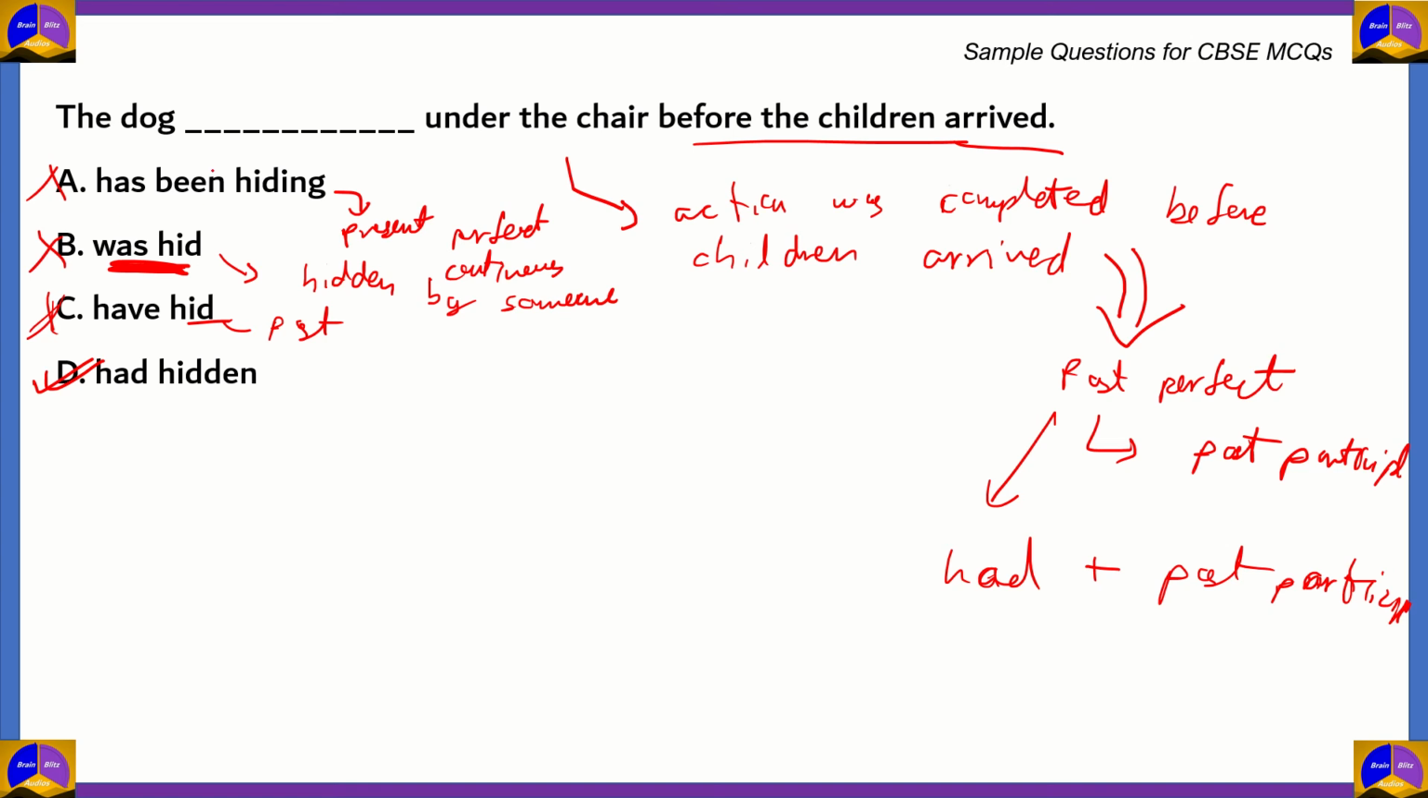So the correct statement would now read, the dog had hidden under the chair before the children arrived. So option D is correct.